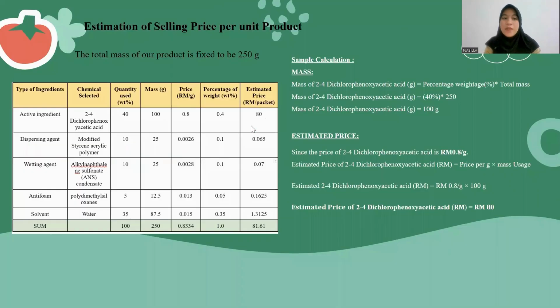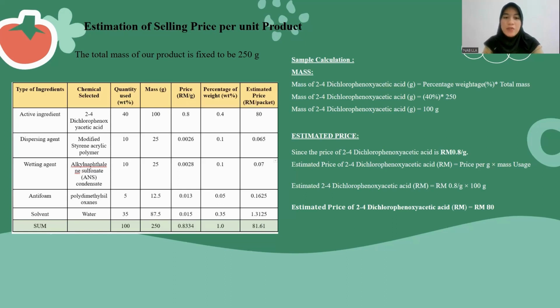Okay, the third part is economic analysis. We estimate our total mass is 250 grams, and our active ingredient is 2,4-dichlorophenoxyacetic acid. We searched for some ingredients: dispersing agent, wetting agent, antifoam, and solvent. The quantity for active ingredient is 40, and the total quantity of all types of ingredients is 100. I take one sample calculation of active ingredients, where we need to find the mass. The mass is the percentage weightage times the total mass. So 40 times 250, and we get the mass is 100.